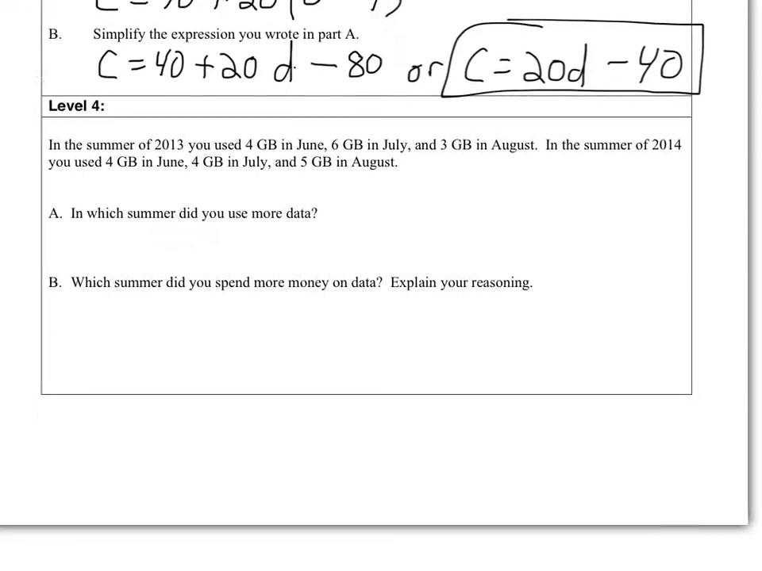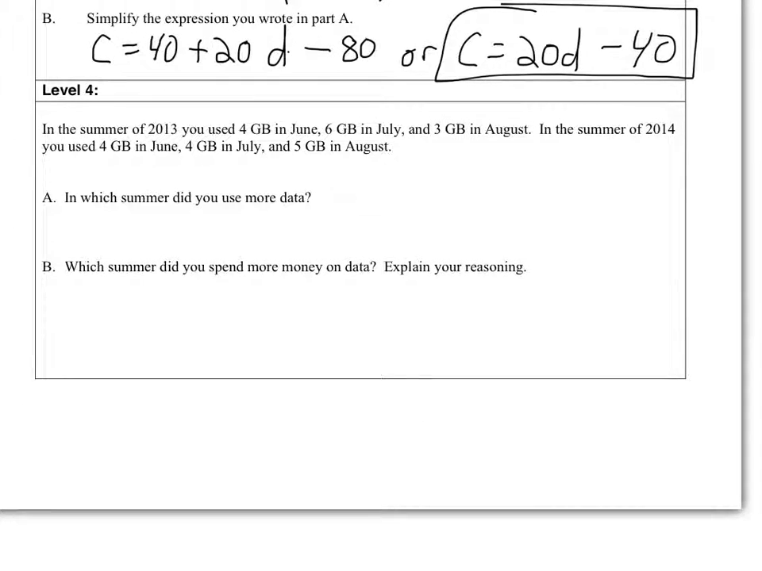Now we have our level 4 style problem. It says in 2013 in the summer you used 4 gigabytes in June, 6 gigabytes in July, and 3 gigabytes in August. It's asking us in part A which summer did you use more data? Well, so let's look at these two. 2013, we just read that. 2013 used 4, 6, and 3, which adds up to 13.